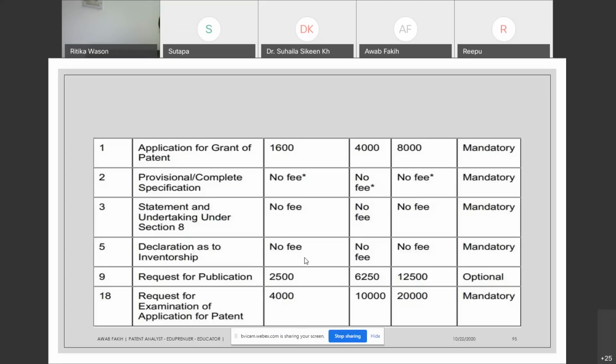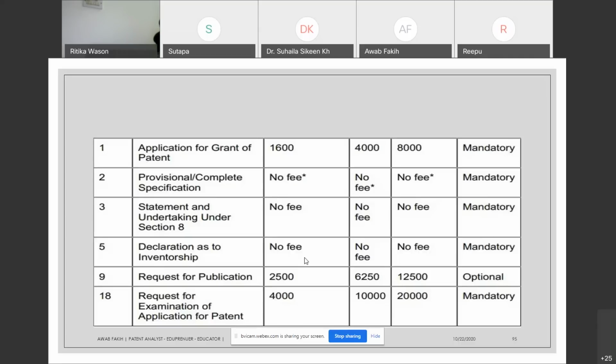After publication, we have to request for the examination. Okay, if you want to accelerate the process of examination, you can use Form 18A. That's the complete structure. The first column is for national category. Second column, the fees is for the small entity and other than small entity.